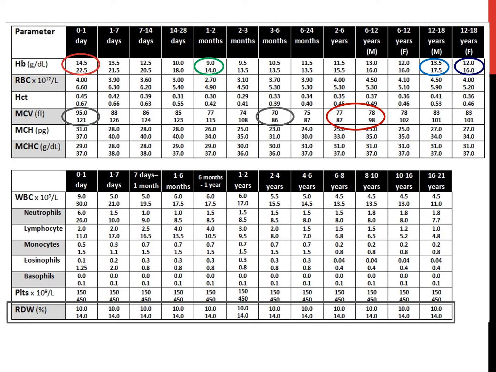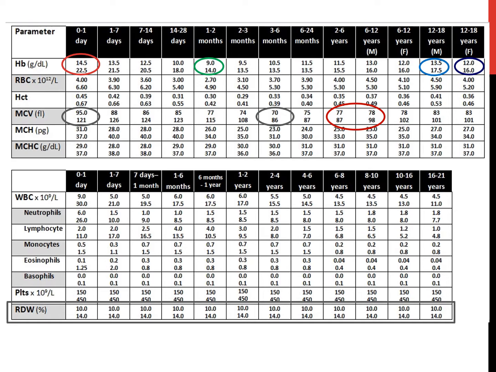So what's happening is that the hemoglobin was very high, then decreases rapidly until the age of 2 months, then rises back, but it will never go back to the very high values of the first day of life. The same also occurs in the MCV, the mean corpuscular volume, which differs according to age, being the largest at the first day of life, about 95 up to 121. Then it decreases rapidly until the age of 6 months to be 70 to 86, then rises back to reach 83 to 101.